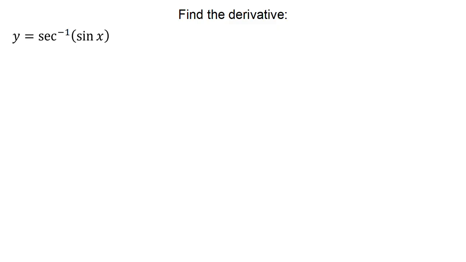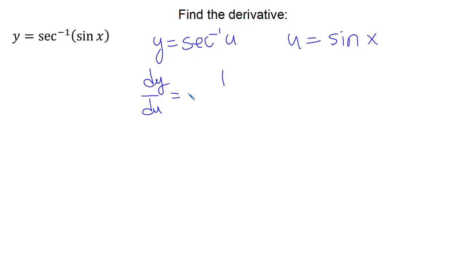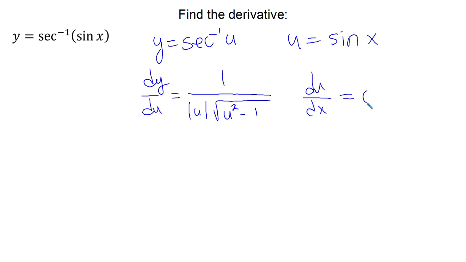So for number 16, we've got another inverse trig function. It's the inverse secant of the sine of x. So this is y equals the inverse secant of u, where u is the sine of x. So dy du, we should know that rule. It's 1 over the absolute value of u times the square root of u squared minus 1. And then du dx should just be the cosine of x. So then we can just multiply these two things together.